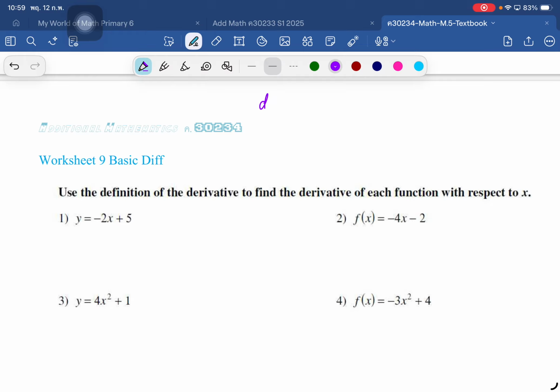previous x to the power of 2 minus 1. Okay, and then you minus 5, right? And 1 time, yeah, x to the 1 minus 1 and minus 0. Okay, then the answer is going to be minus 8x minus 5. That's going to be our answer.